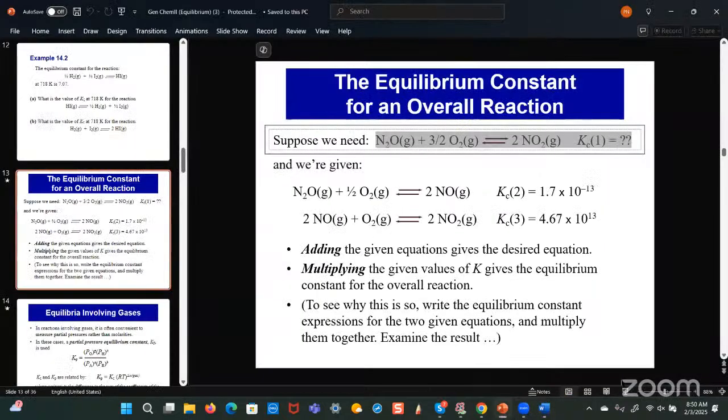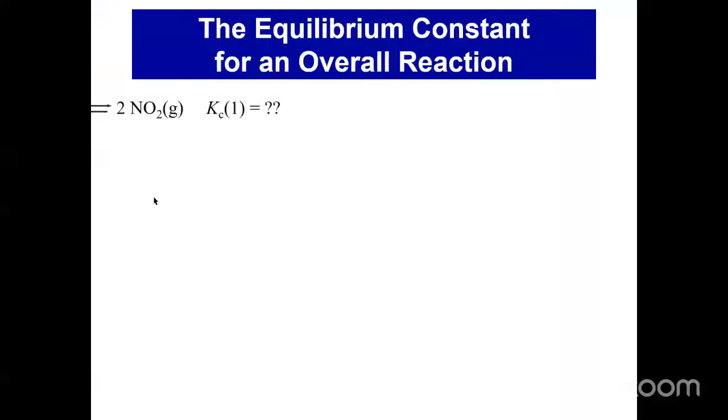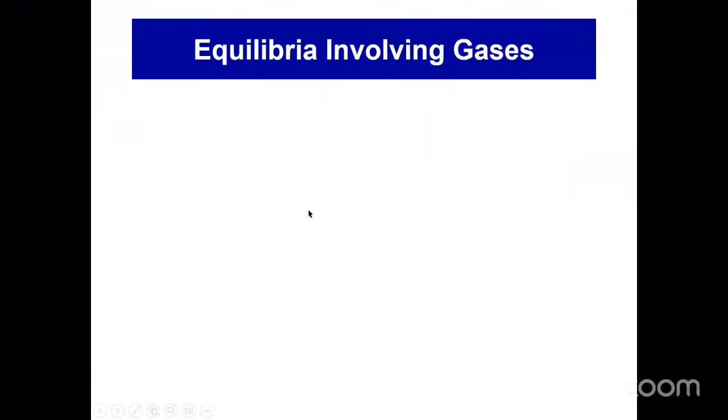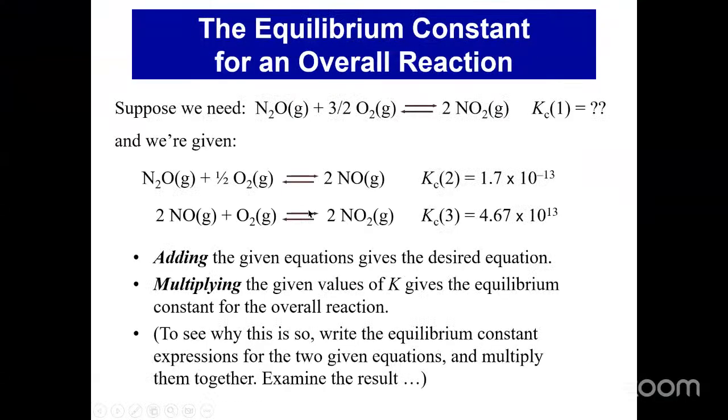So this is basically stating what I just said, right? When you add the equations to give the final equation, then you have to multiply the corresponding Kc values to get the Kc for that final equation. All right? Okay, that is it.